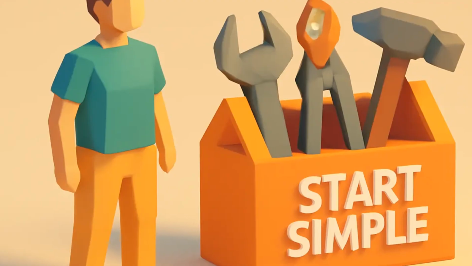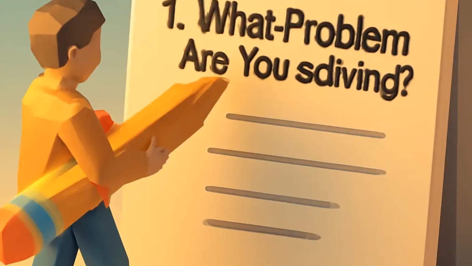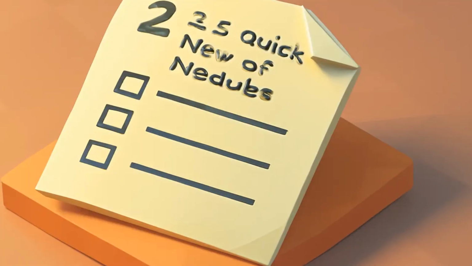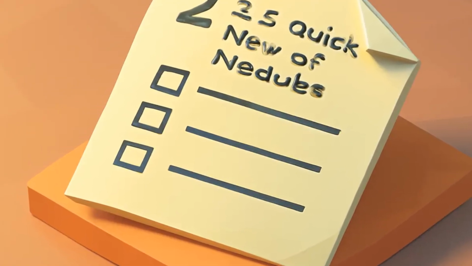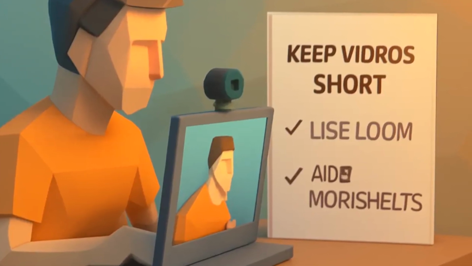Step 4. Outline and build your product. If it's a course, sketch the outline first. 1. What problem are you solving? 2. What are 3 to 5 quick wins or modules? 3. What transformation does the buyer get? Keep videos short, use Loom or screen recordings, and add worksheets if needed. For templates, make them polished and easy to customize.